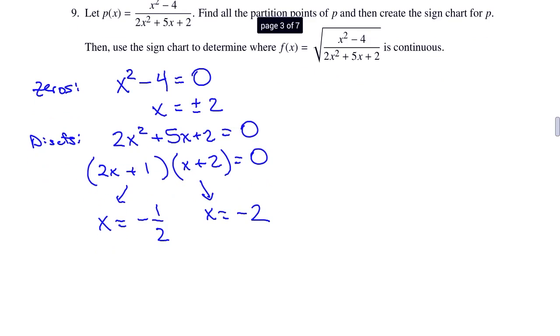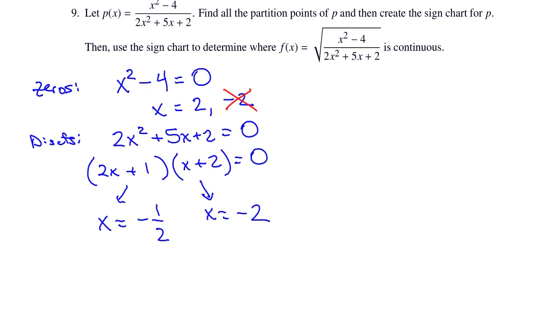Now something you should note here: if I write out the zeros as 2 and -2, notice that we got a -2 for both the zeros and the discontinuities. Being a discontinuity overrides being a 0. So there are 2 discontinuities and only 1 zero.